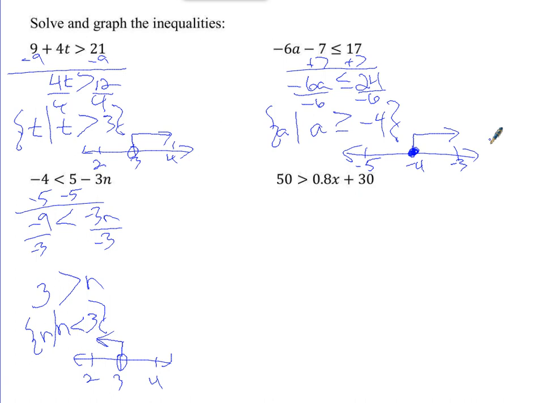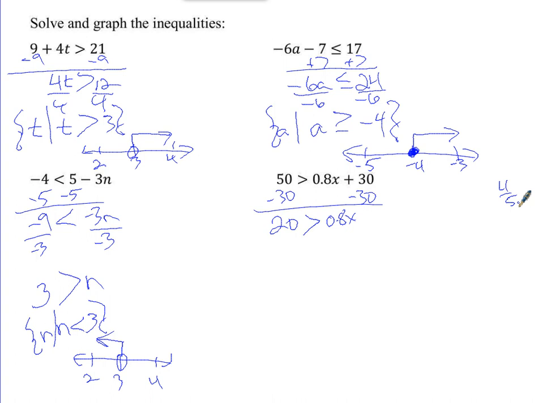Okay, the last one, what do we do? Subtract 30 from both sides. 20 is greater than 0.8x. By the way, 0.8 as a fraction would be 4/5. As you reach for your calculator and divide both sides by 0.8, which is fine, you'll get the right answer. You could instead realize that 0.8 is 4/5, and then instead multiply both sides by 5/4, and then you can do the problem in your head.